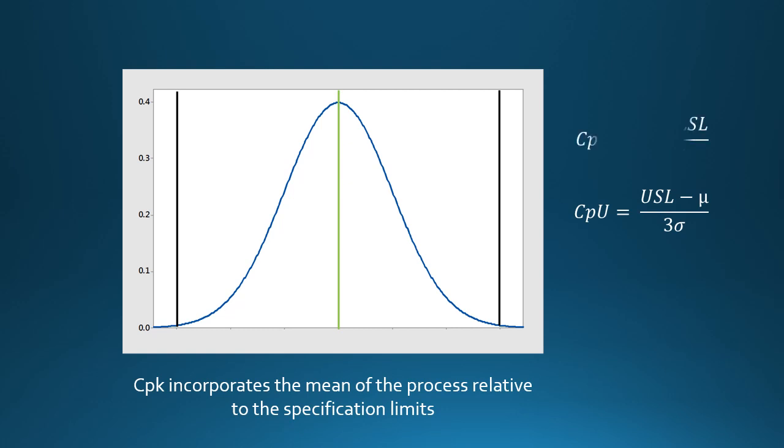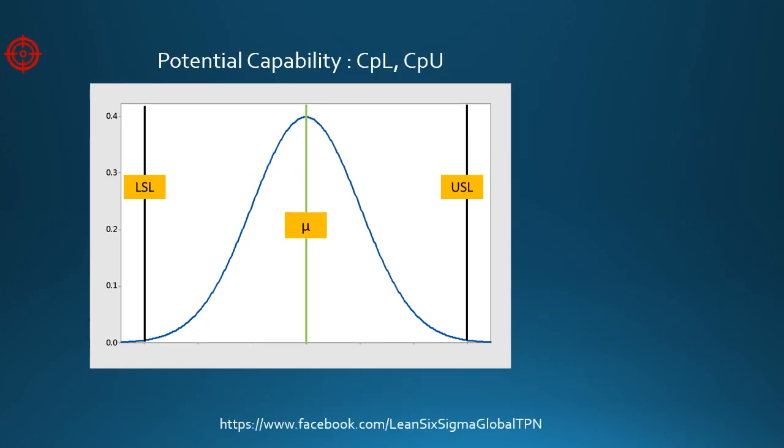Cpu and Cpl. Both of these metrics indicate how the process mean, or mu, relates to the specification limits. First, look at the Cpl. This metric is the distance between the lower specification limit and the mean divided by the process spread, which for one side of the distribution is 3 sigma. Cpl tells us how close the process mean is to the lower specification limit.